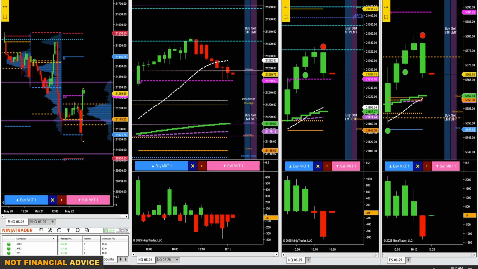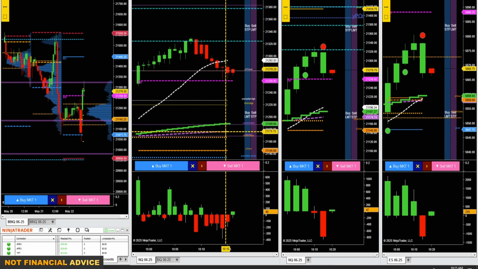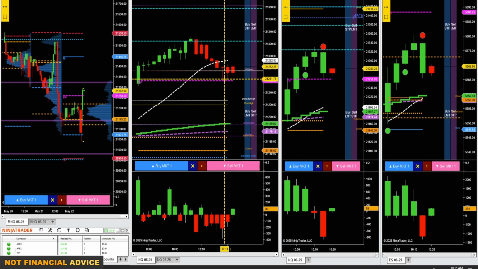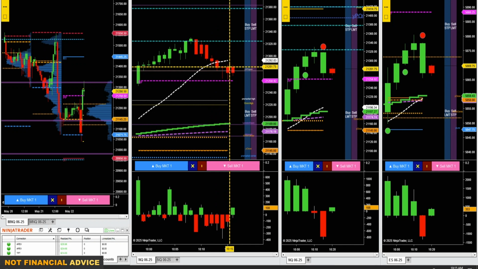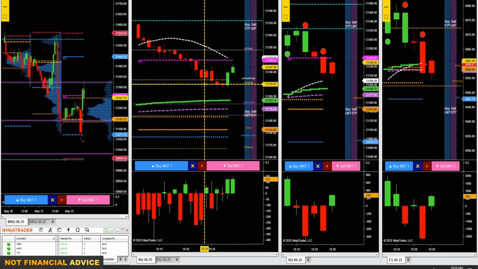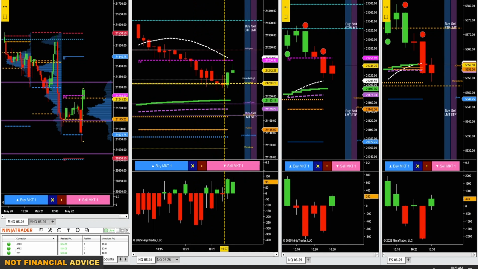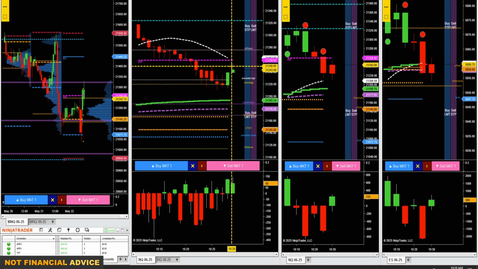We got 15 minutes until 10:30. Might be interested in a long, as long as we stay above the 250 SMA. Getting a nice bounce off the pivot point, up 20 points. We just pulled back to the high of the 15-minute opening range. Rejected off that area. Got a nice 30-point bounce up so far.